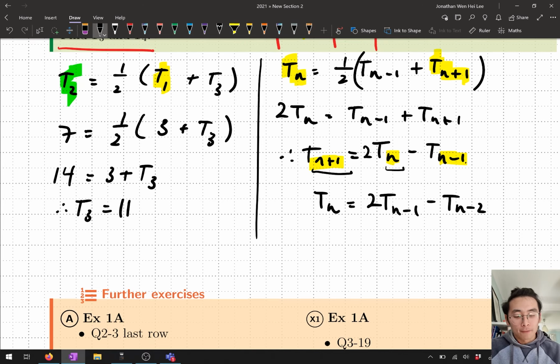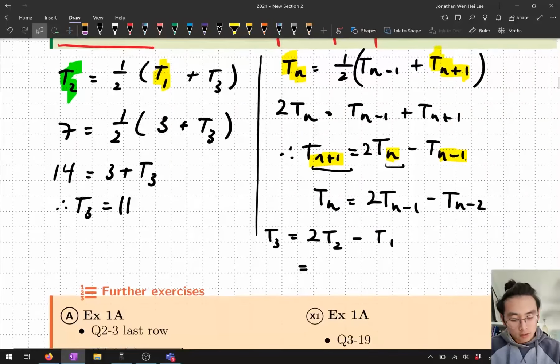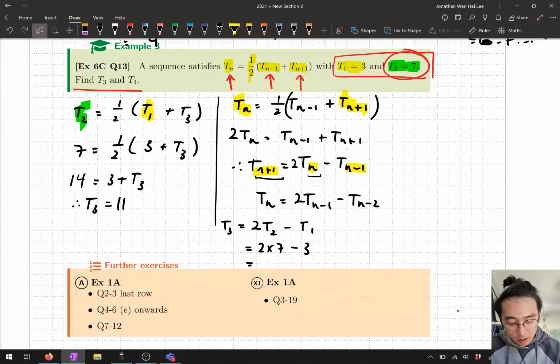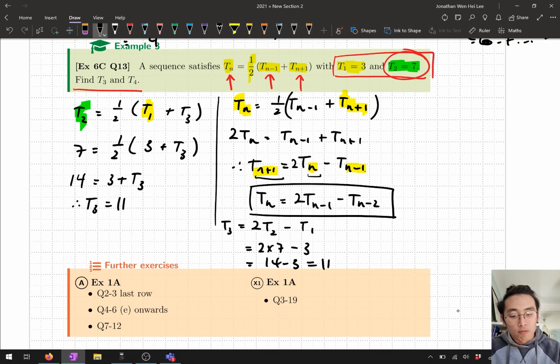And so if I wanted to find the fourth term, actually, let's just check this with my third term and see if this works. So if I want T3, that's just equal to 2T2 minus T1. So let's just check that is the case. T2 was 7. So we've got 2 times 7 minus T1, which was 3. And so here, that's 14 minus 3, which is 11, which is exactly what I got for T3. And so this formula is just another way of rewriting the original formula that I had up here.